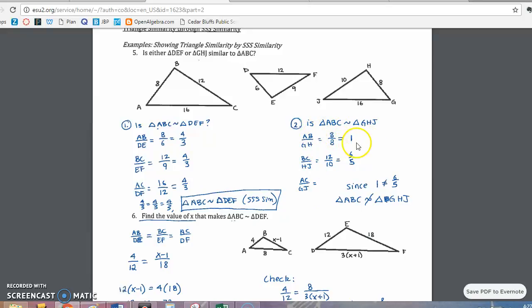So 8 to 8 is 1. But here, 12 to 10 is 6 over 5. I can stop right here and not even have to worry about this one, because I know that 1 is not equal to 6 over 5. Since these two ratios are not the same, well, then I know naturally they're not all three going to be the same. Even if this is 1, or if this is 6 over 5, these two aren't equal. It just takes one set to be unequal. That means that those triangles are not similar.